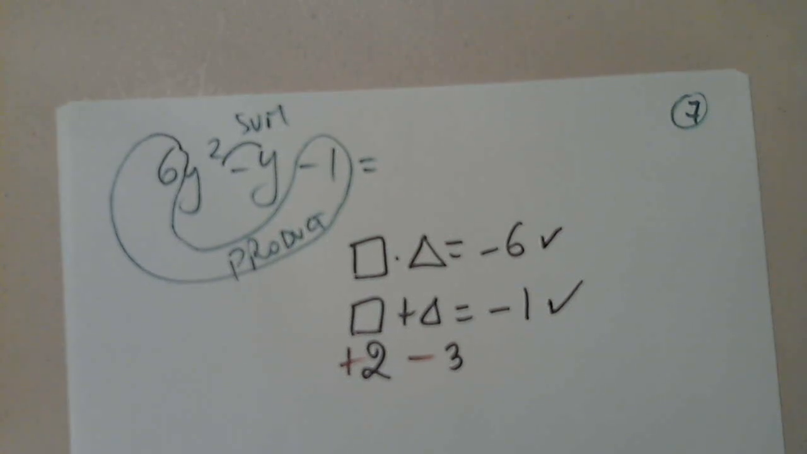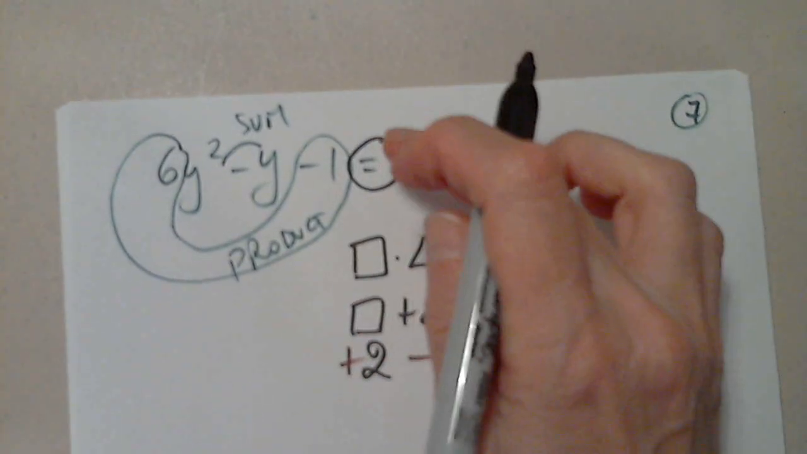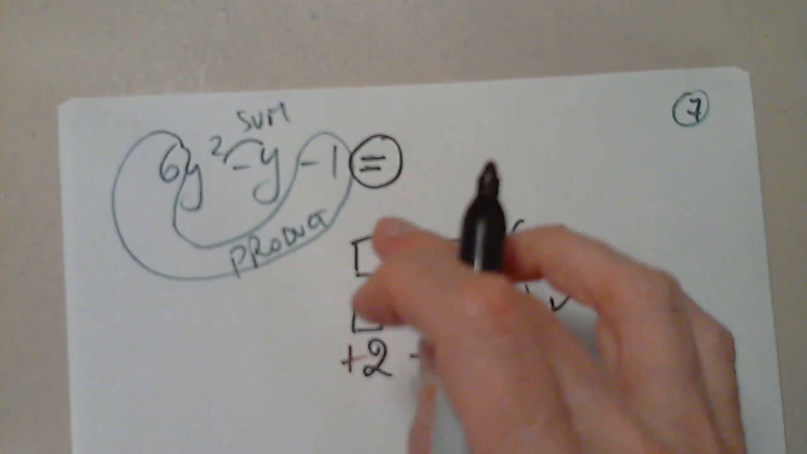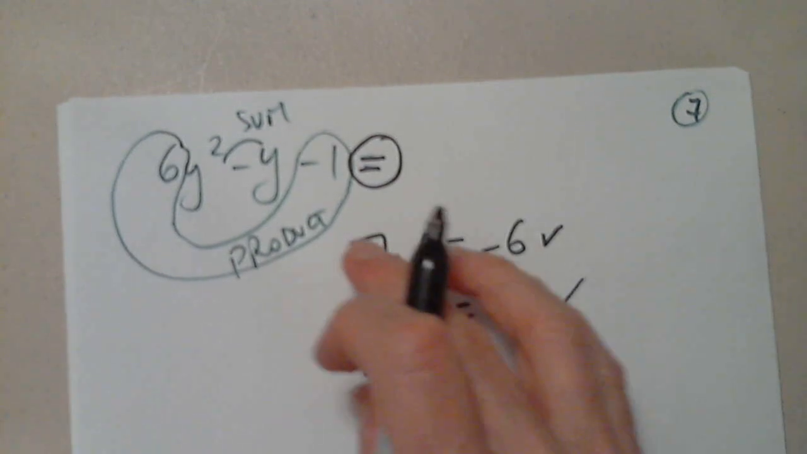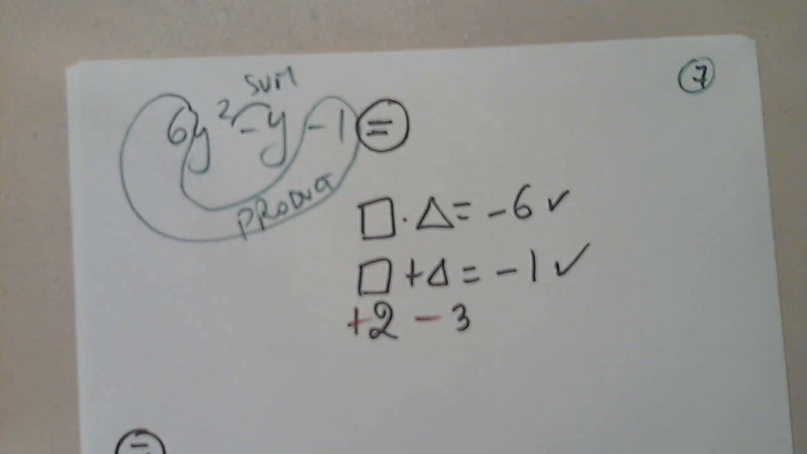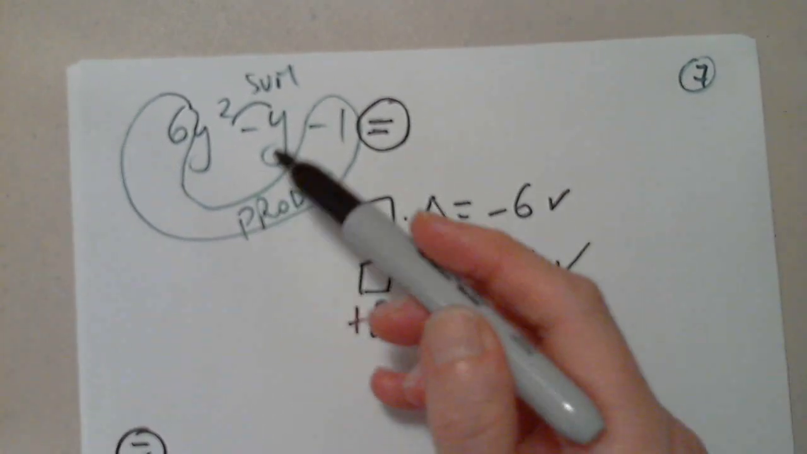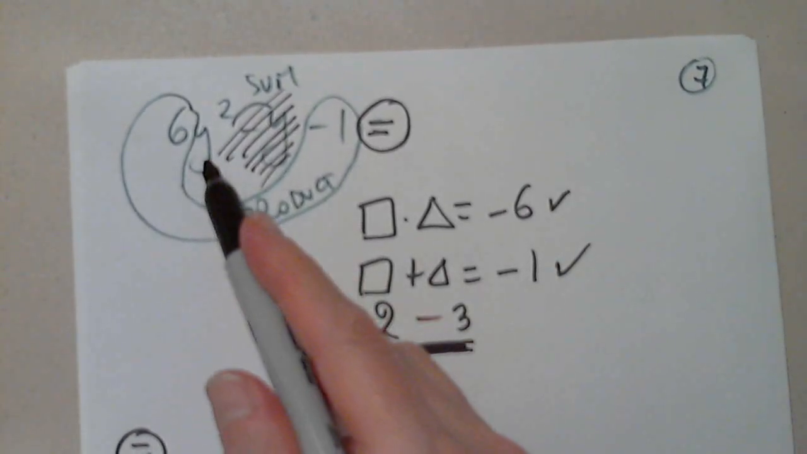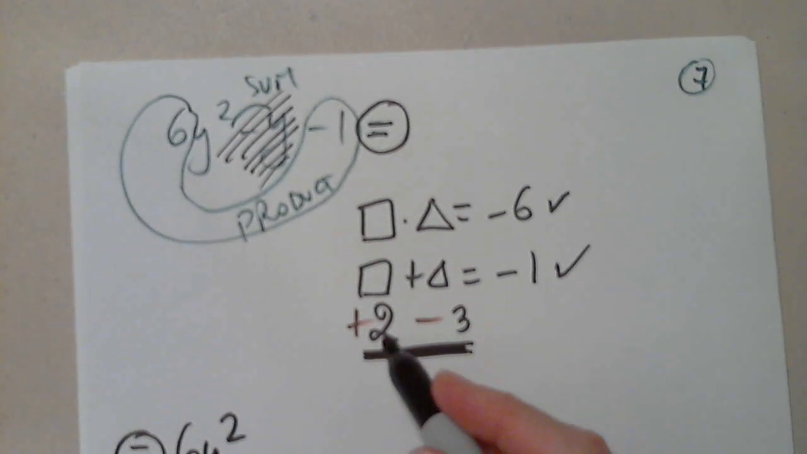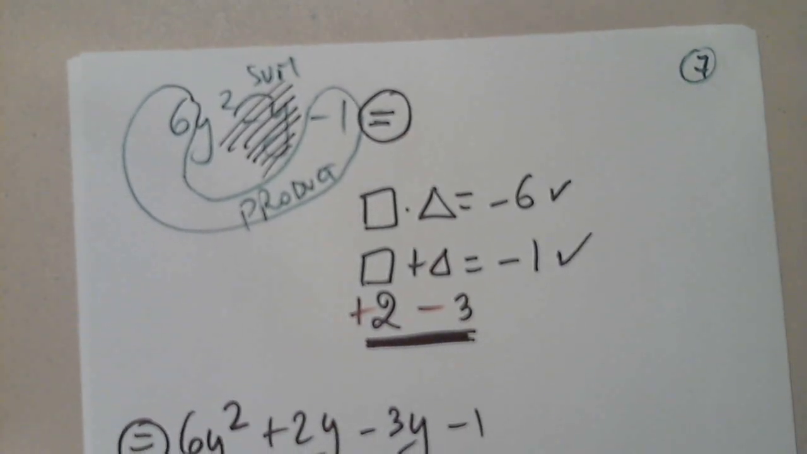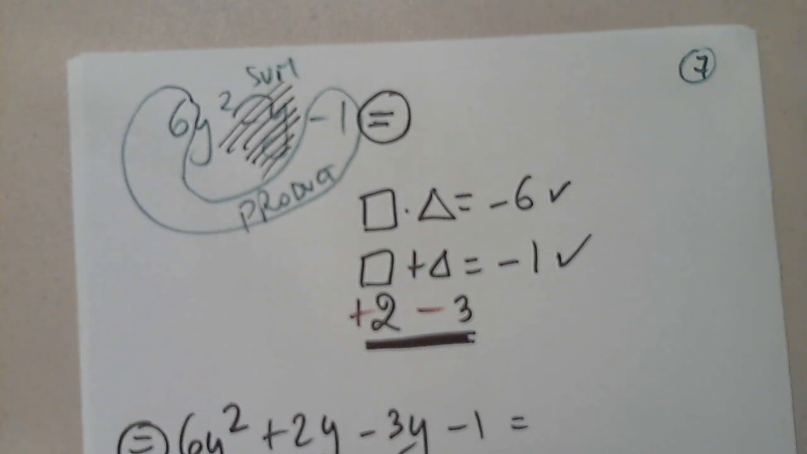But here's what happens next. I quite often want my students to understand that this continues somewhere and you can skip over this. So we will continue here so I don't have to write it again. At this point, I will replace the middle term by these. So I still have 6y squared, but now I have plus 2y minus 3y and minus 1. At this point, I factor by grouping.